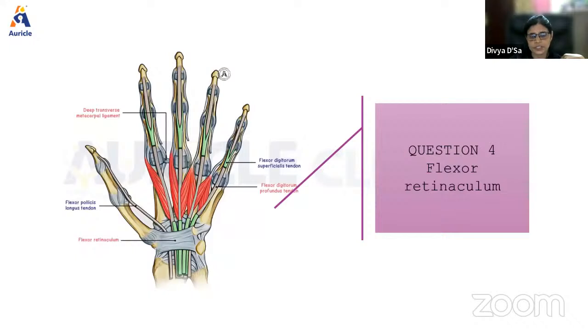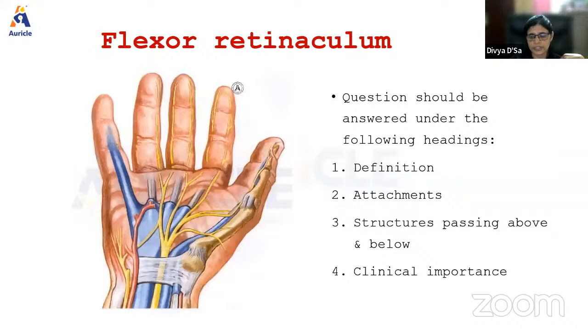The next question is the flexor retinaculum. What do we mean by flexor retinaculum? What are its attachments, the structures passing above and below, and the clinical importance? When we see what the flexor retinaculum is, it is a modification of the deep fascia. So why is it there?